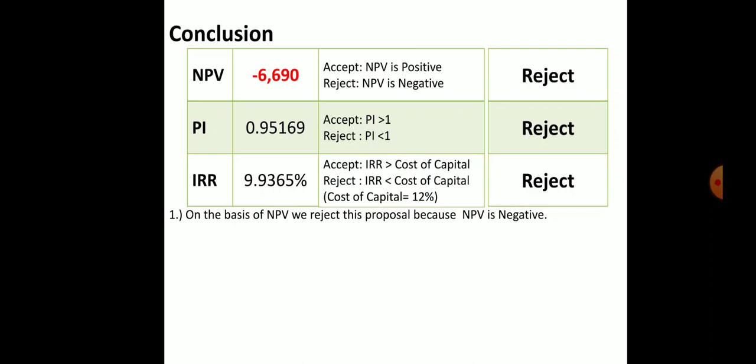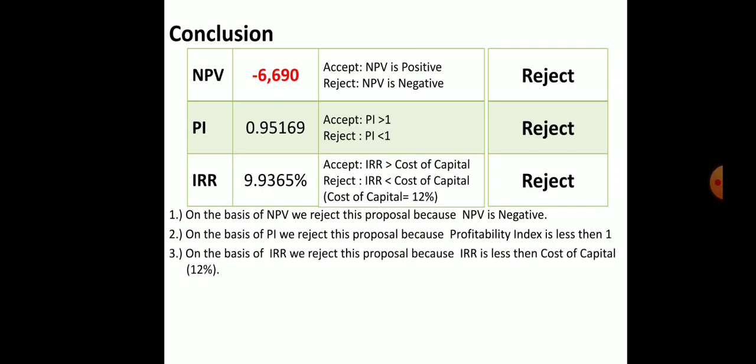So I have made a note of that. On the basis of net present value, we reject this proposal because NPV is negative. On the basis of profitability index, we reject this proposal because the profitability index is less than 1. On the basis of IRR, we reject this proposal because IRR is less than the cost of capital, which is 12 percent. So it is advisable for the company not to invest in this project. This is the conclusion part. We should not invest in this project.